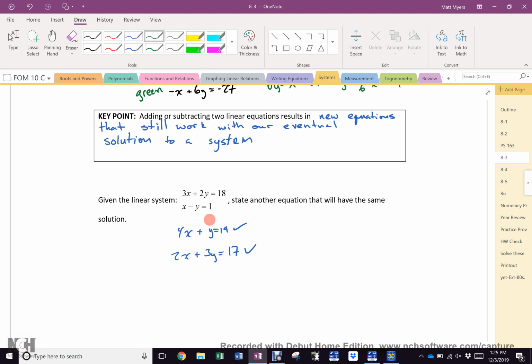Amelia. Right? And gotten 2x minus 2y equals 2. Or you could have multiplied the first equation by 4 and gotten 12x plus 8y equals 72. And so on and so on. If you wanted to, you could multiply by 1,562. That would be 1,562x minus 1,562y equals 1,562.